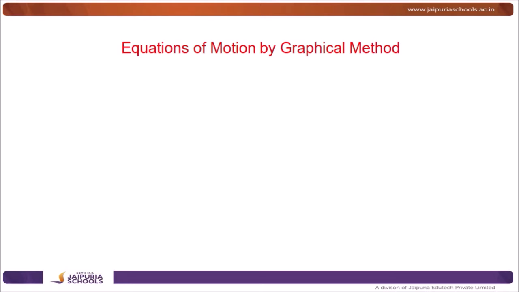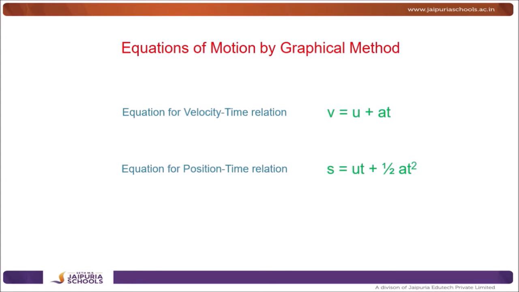The topic is equations of motion by graphical methods. So students, basically there are three types of equations of motion. The equation for velocity and time relation, the equation for position and time relation, and the equation for position and velocity relation. So here I am going to show a video. This video will explain the derivation of equation of motions by graphical methods.